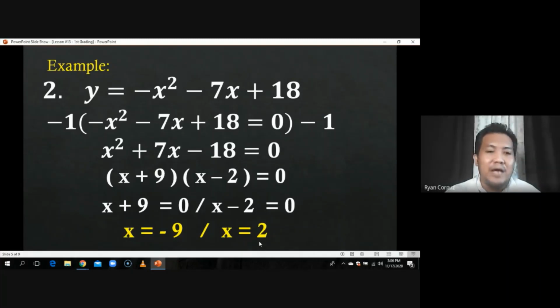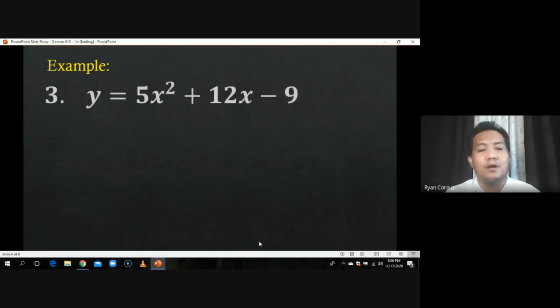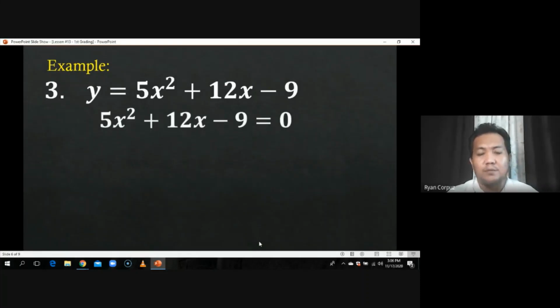So that's how we answer example number 2. Let's try the next example. Let's have example number 3 here. So example number 3, the given is y is equal to 5x squared plus 12x minus 9. Again, using our step, una, we have to transform it into an equation. So that would be equal to 0.